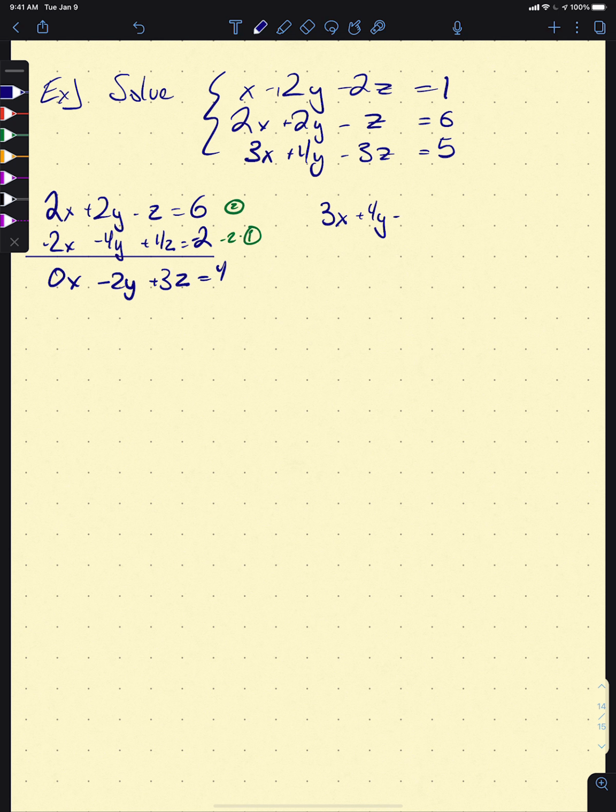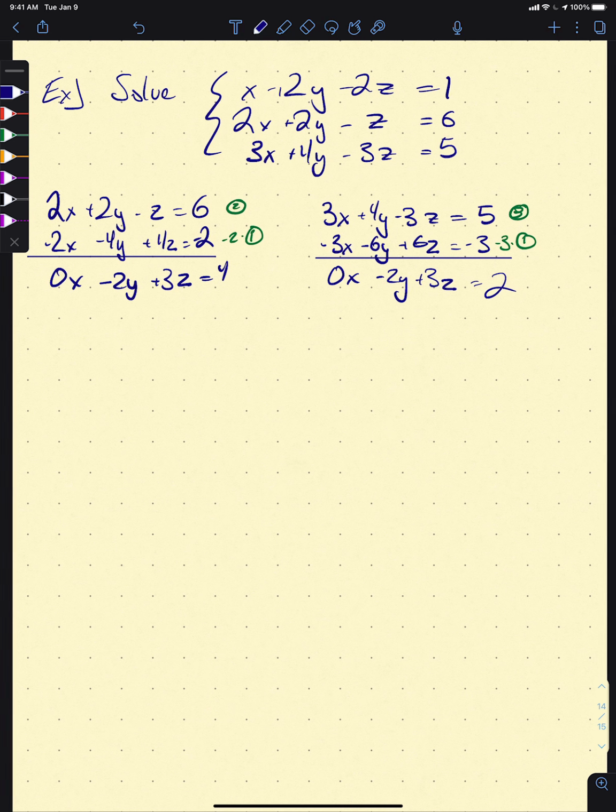Let's do the same for equation 3. Copy it down. 3x plus 4y minus 3z equals 5. Equation 3. And equation 1, well, it looks like it should be multiplied by negative 3, right? Going to give us minus 3x minus 6y plus 6z equals negative 3, okay? Adding these together, we're going to get 0x minus 2y plus 3z equals 2, okay?